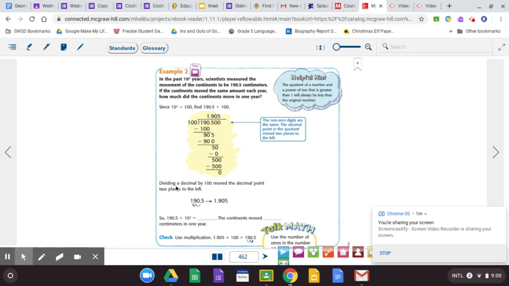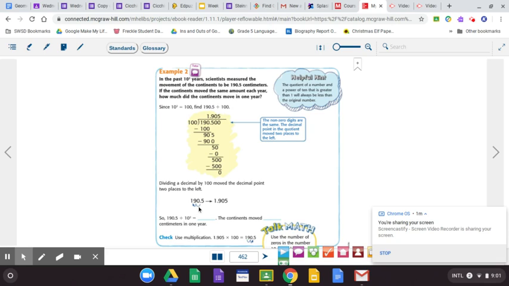And it says right here, dividing a decimal by 100 moves the decimal point 2 places, because there's 2 zeros, to the left. So you're actually making your number smaller by 2 place values because you're dividing it by 100. So you're not changing any numbers because everything divided by 1 is itself. You're just changing the place values, positions.